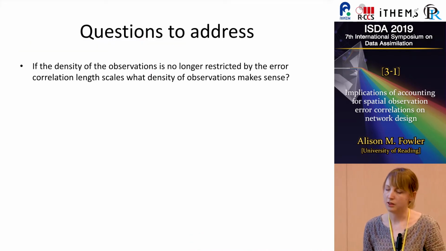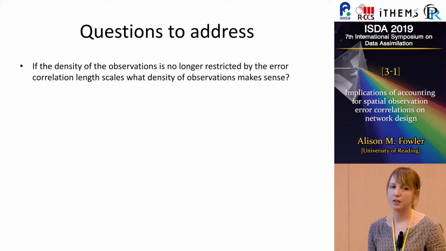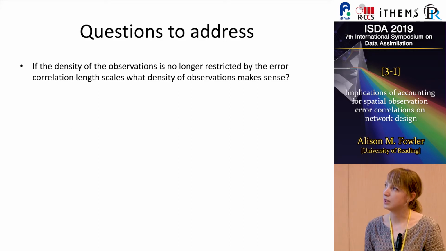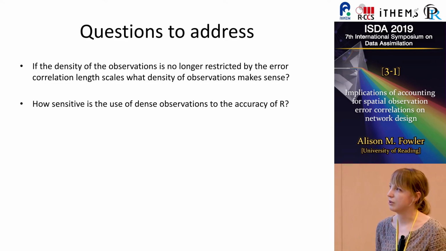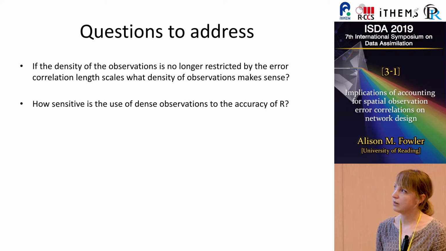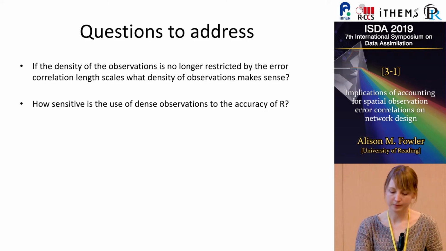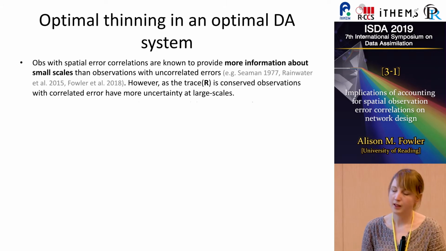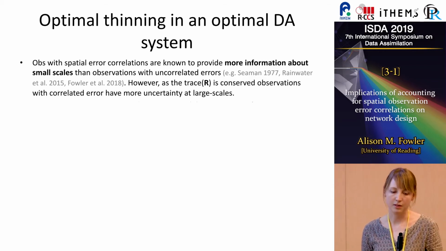So the question is, if the density of the observations is no longer restricted by the error correlation length scales, then what density of observations makes sense? And in the case when we're advocating using much denser observations than are currently being used, how is this sensitive to the accuracy of the R that we're estimating? To answer the first question, first we can look at optimal thinning in an optimal data assimilation system.